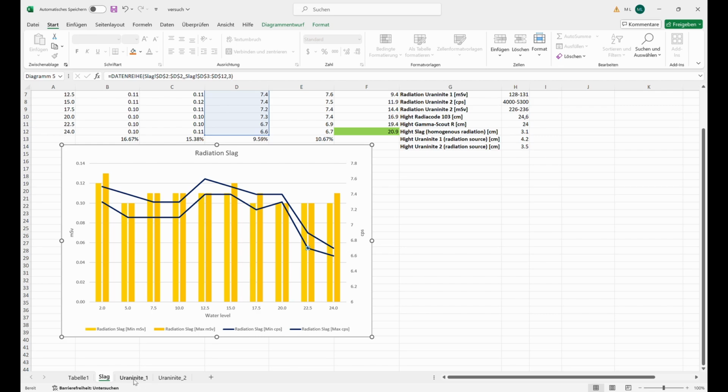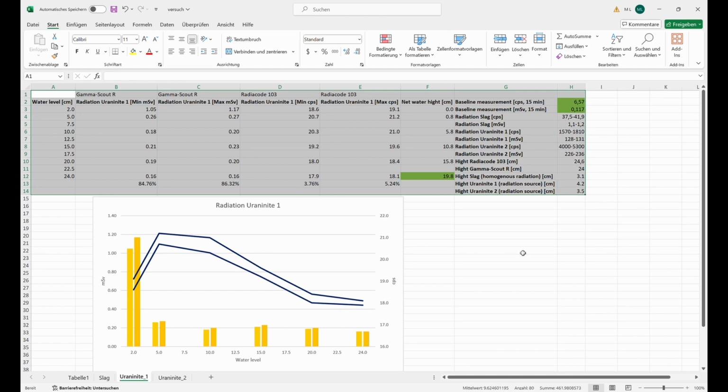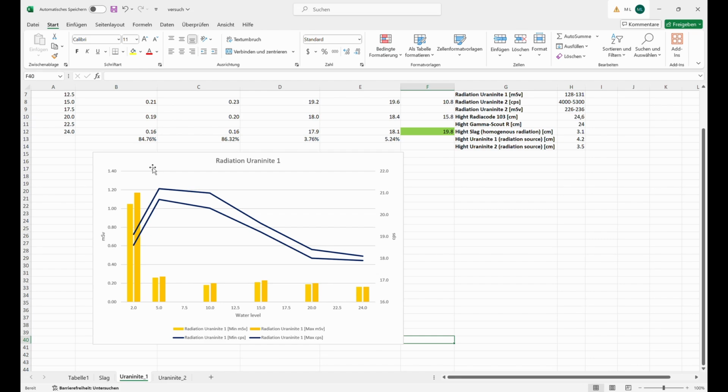I switch to the weaker uraninite sample now. The table has the same structure, and we should keep in mind that the radioactivity of this first uraninite sample is more than 10 times higher than the slag before. This time the graph demonstrates more interesting phenomena.